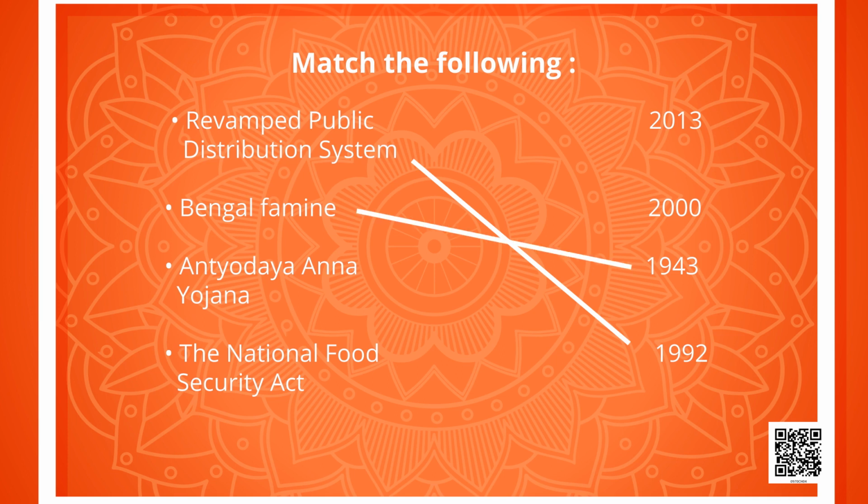Next, we have Antodaya Anna Yojana, which was started by the Government of India in 2000. Very good. And the last one, the National Food Security Act. It was passed in 2013. Very good. With this, we come to the end of today's video.